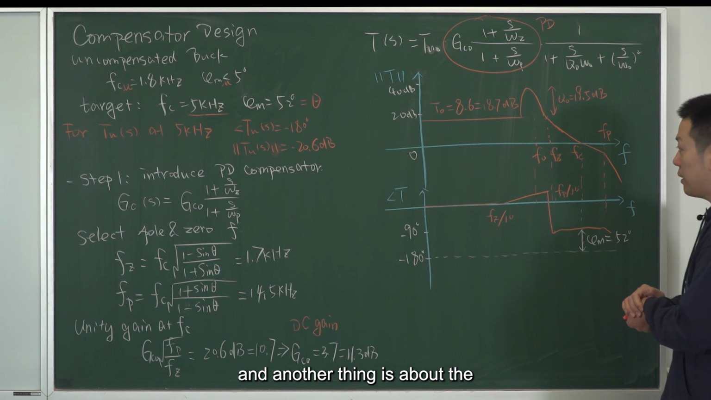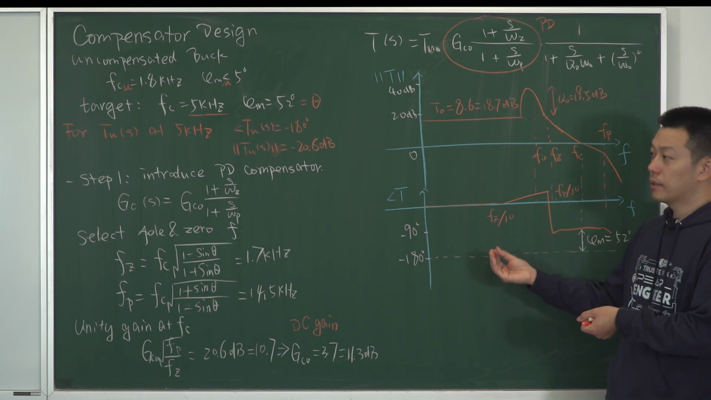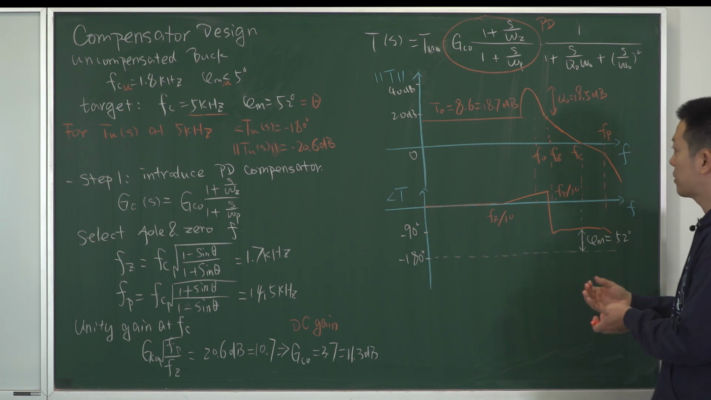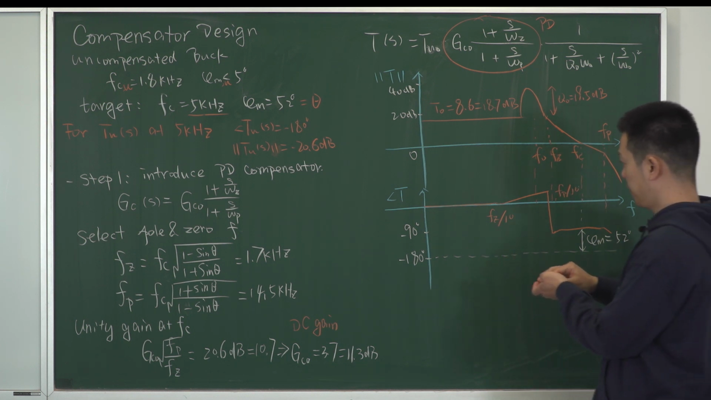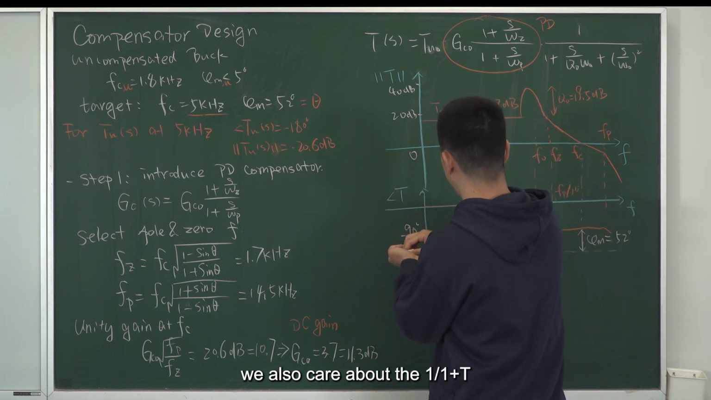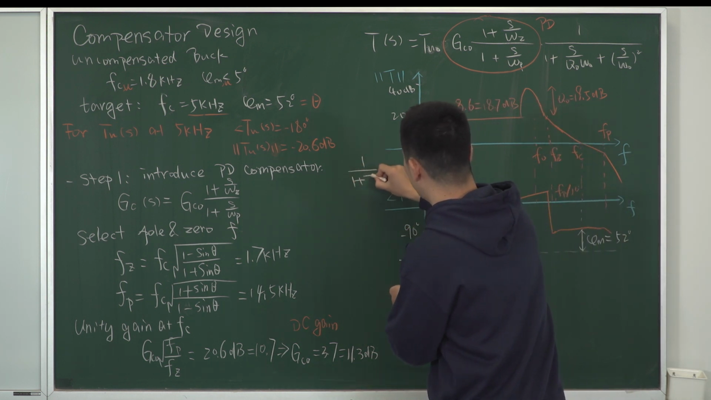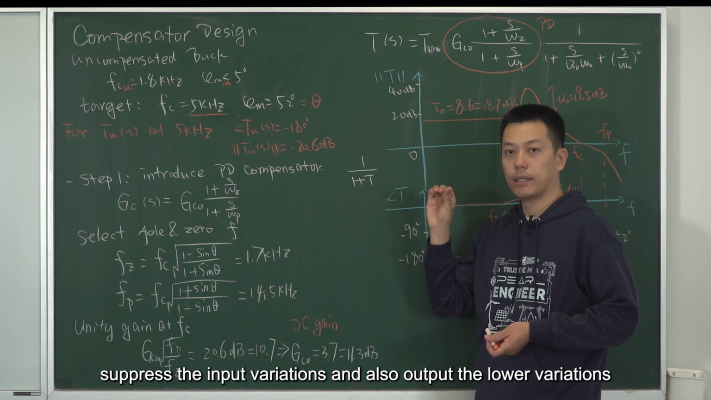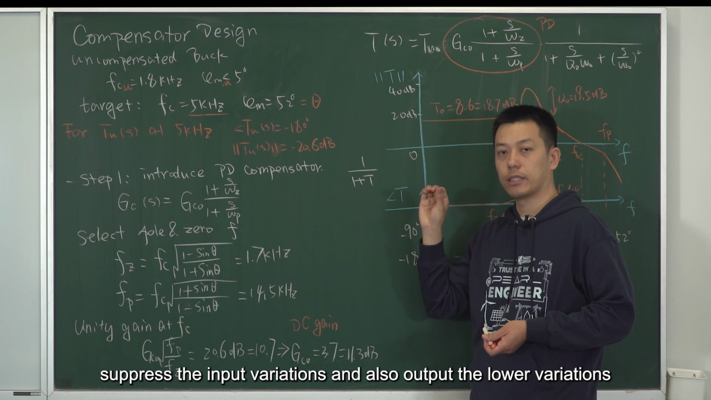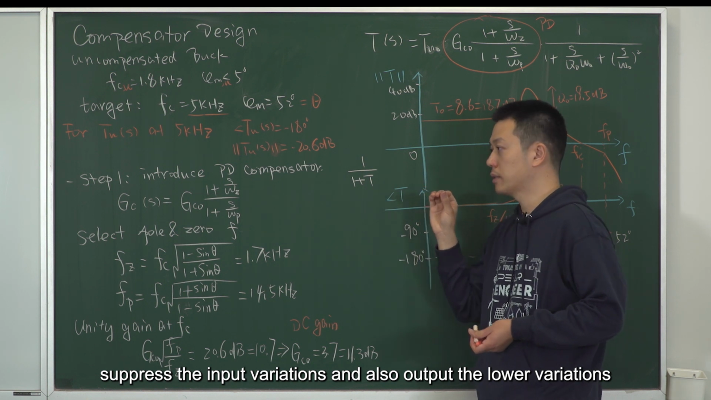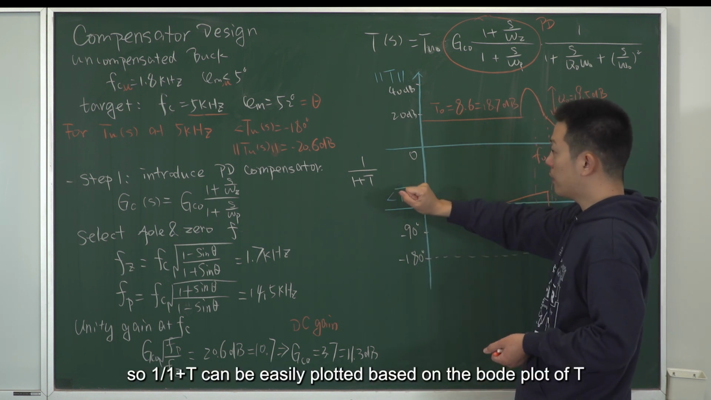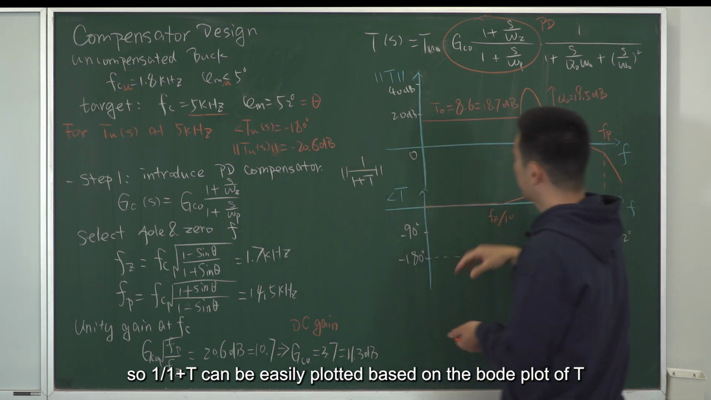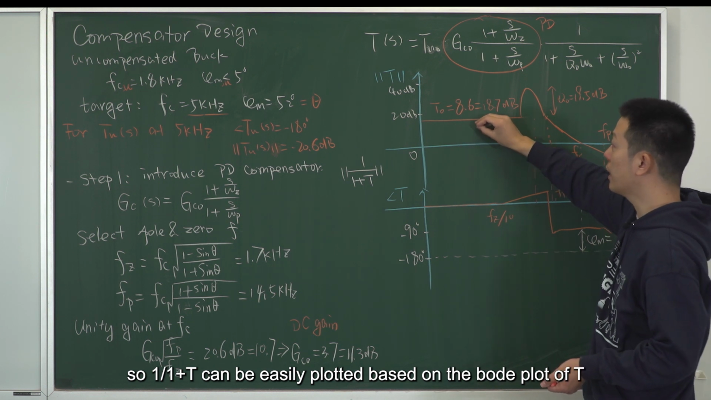And another thing is about the 1 over 1 plus T transfer function Bode plot, right? We also care about the 1 over 1 plus T. This is mainly because 1 over 1 plus T suppresses the input variations and also output load variations. So 1 over 1 plus T can be easily plotted based on the Bode plot of T, right?